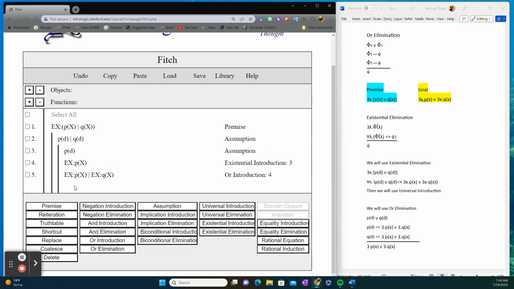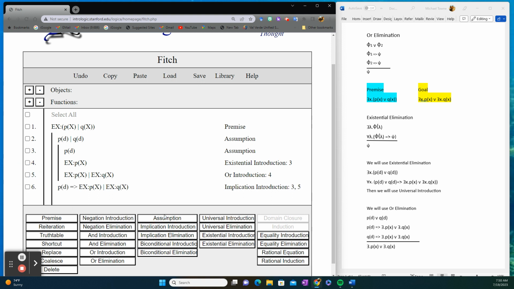And there we go. So now what I have is, in this implication, I've proven P of D implies EX PX or EX QX. So I'm going to click on those two and do implication introduction. All right, so I have this sentence right here now proven within the subproof.